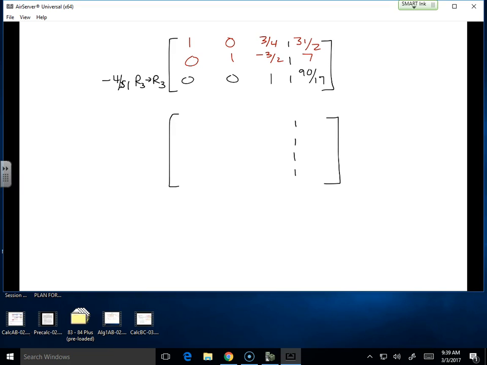No matter what, we only have 1 more step to go. We just have to multiply row 3 by negative 3 fourths. Multiply by the opposite. 1 times 3 halves minus 3 halves, 0. 3 halves times 90 17ths. That's 270 over 34.